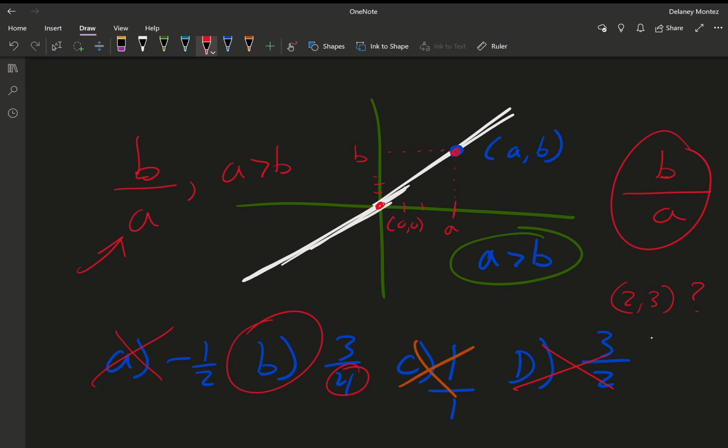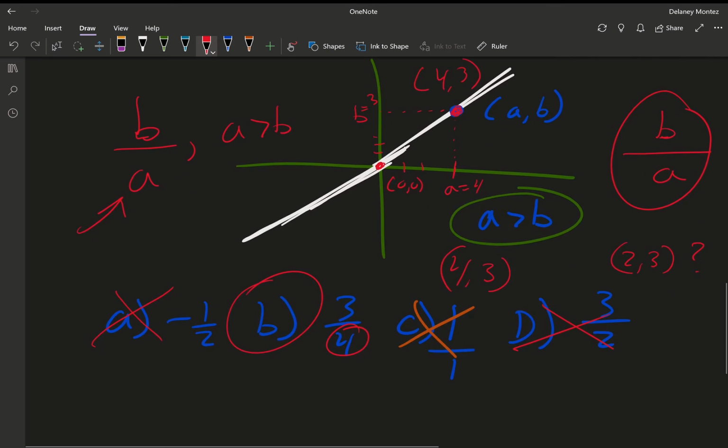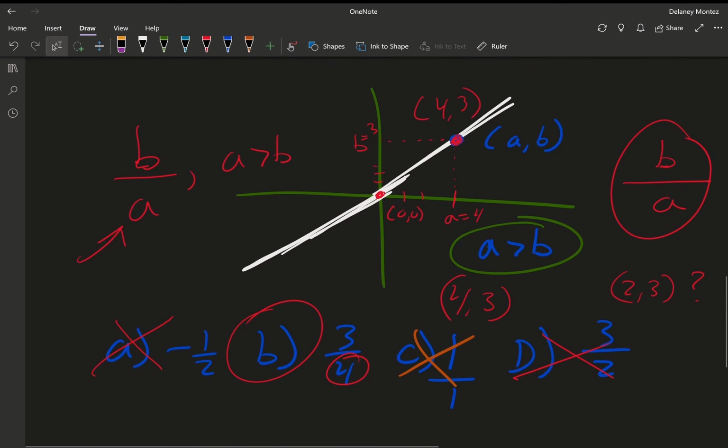and what is A, right? So our point could be 4, 3, right? 1, 2, 3, 4, A equals 4, you're going up 3, B equals 3. So this point is in reality 4, 3. So the take-home message is just making sure we know rise over run, that your run A is larger than your rise B.